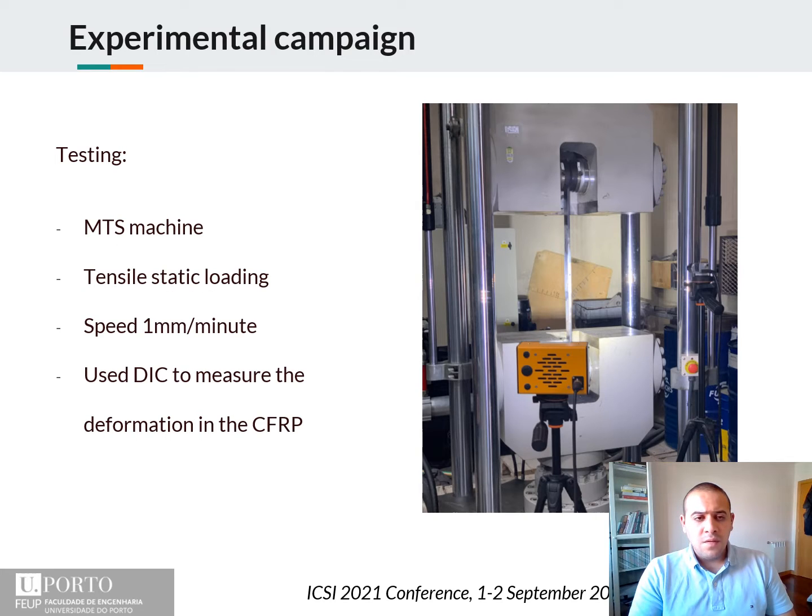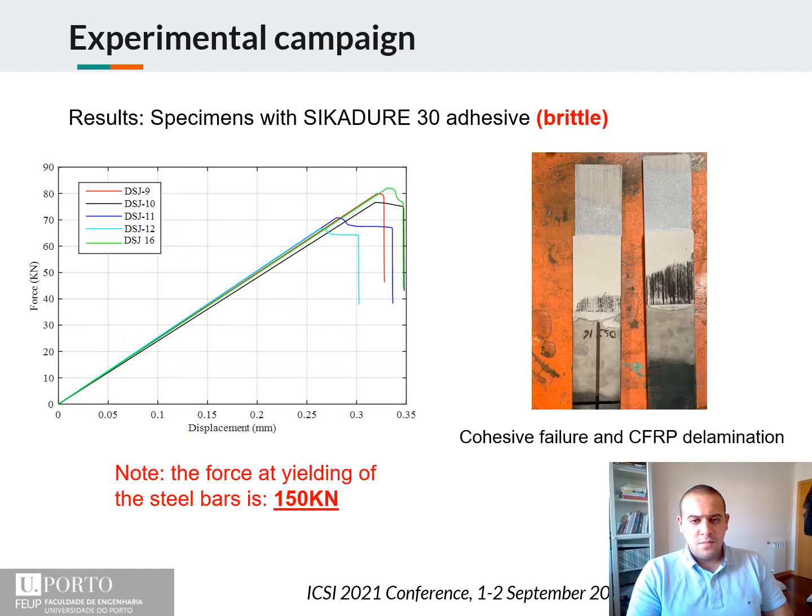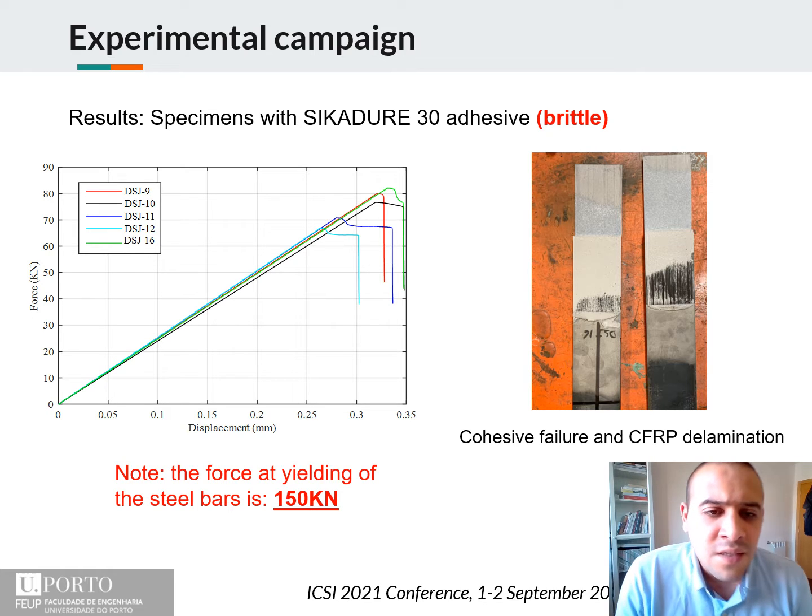Well, for testing, we tested all the specimens in an MTS machine under tensile static loading with a speed of 1 millimeter per minute, and we used a DIC camera to measure the deformation in the CFRP. Now let's see some results.